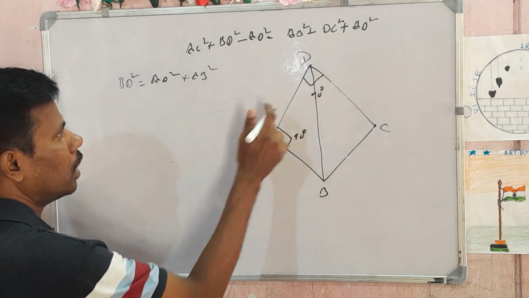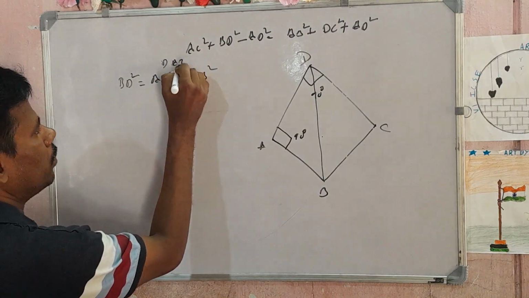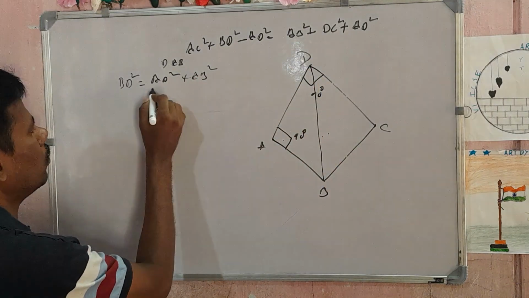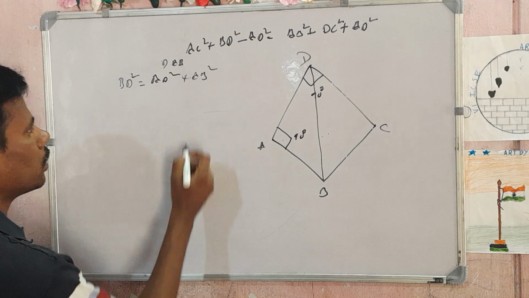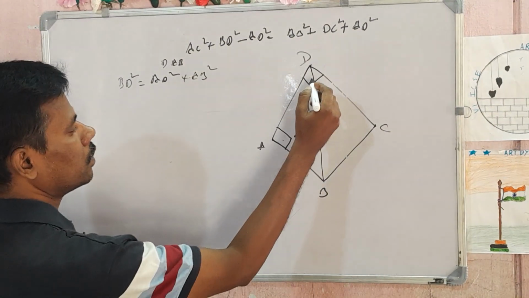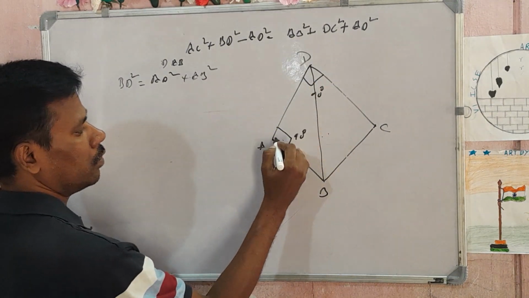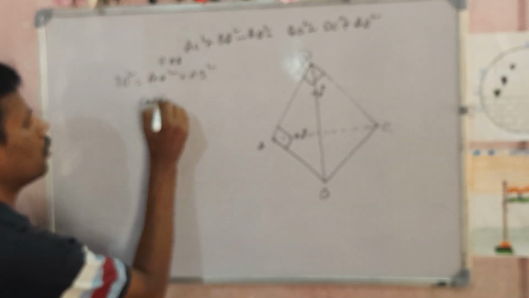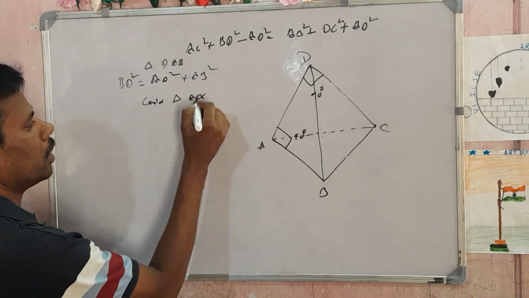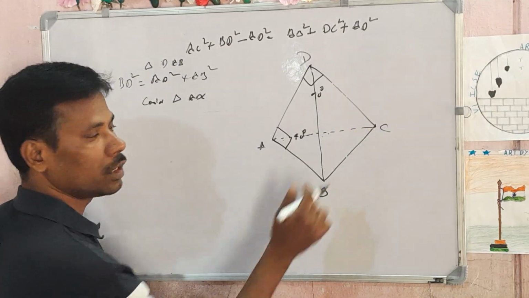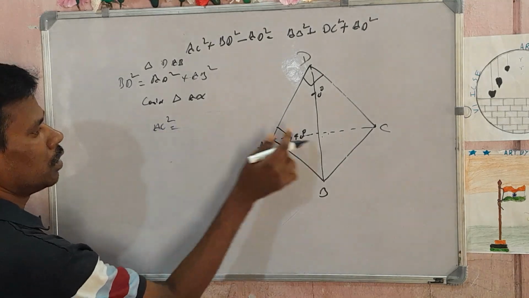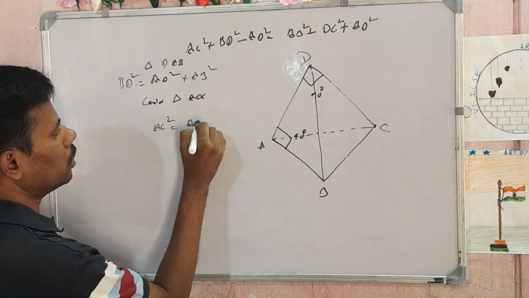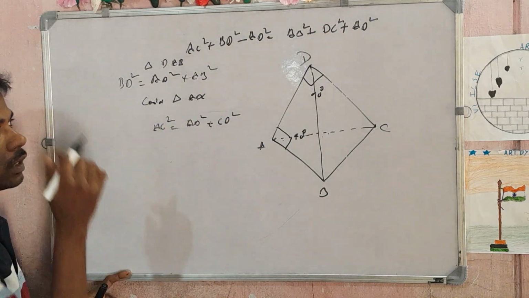For this, consider triangle DAB. This angle is 90 degrees, so this becomes the hypotenuse. BD square is equal to AD square plus AB square, right? Next, consider triangle ADC. Square on the hypotenuse is equal to the sum of squares on the other two sides: AC square is equal to AD square plus CD square, right?